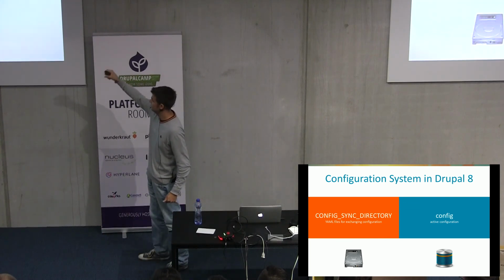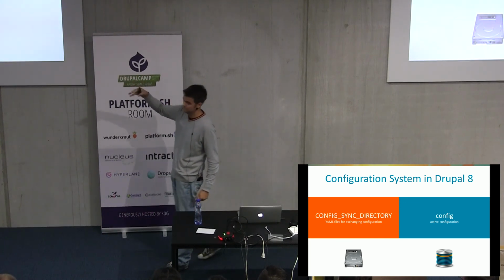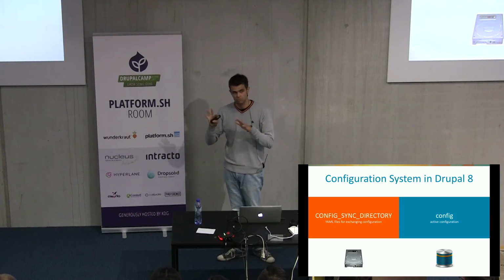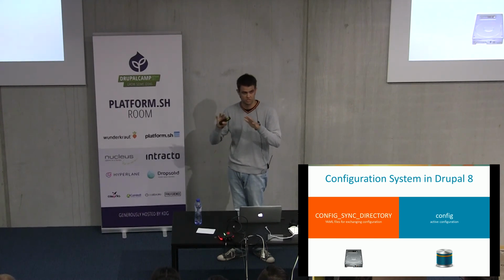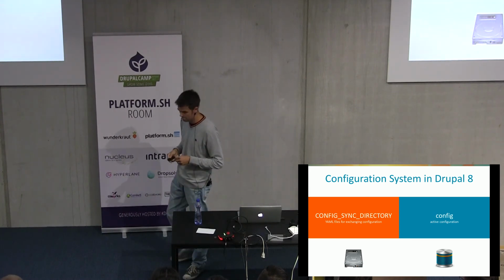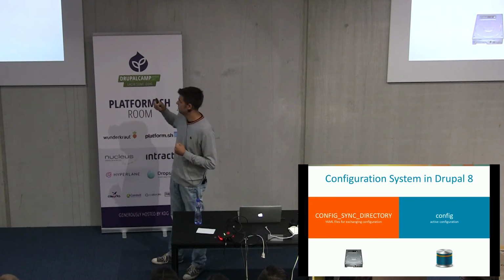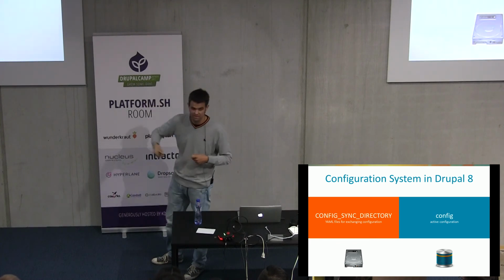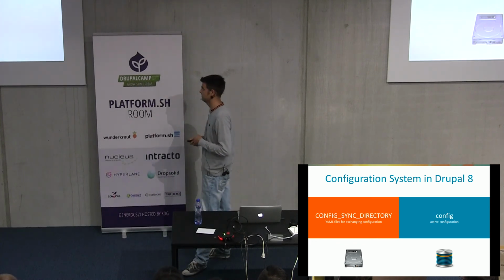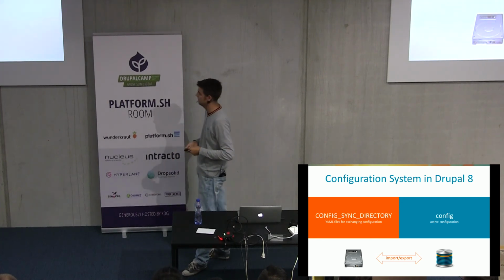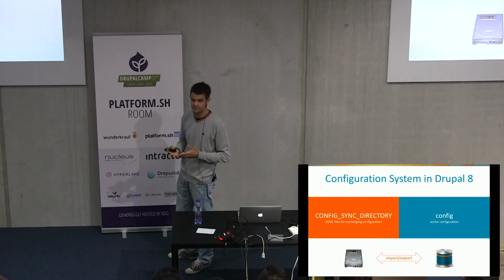Next to the config sync directory, you have your configuration or config table in the database, which contains the active configuration at that moment. So if you're working on your website in the user interface in the backend, creating views, changing configuration, that is stored in the config table. Now, why is this table there? It's for performance reasons, mostly because reading all the configuration on the disk every page request would be cumbersome and slow. So there is the config table in the database, which is much faster, of course, by default. You can change it to the disk if you want, or to Redis, or to other systems. But by default, you have that config table in the database.